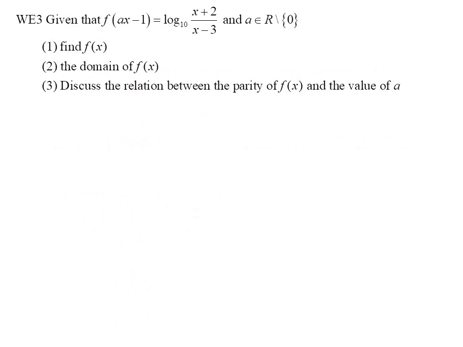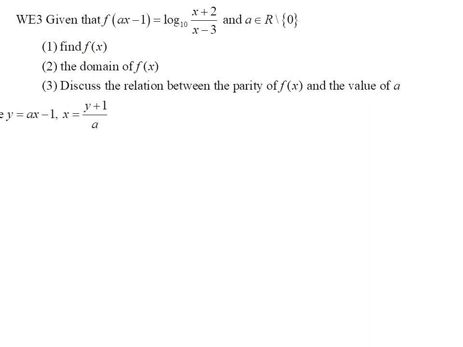Example 3 is a logarithmic function. f of ax minus 1 equals the common logarithm of (x plus 2) over (x minus 3), where a is a non-zero real number. There are 3 questions to follow. The first one is to find the expression of f(x). The second one is to find the implied domain of f(x), and the last question is to discuss the relation between the parity of f(x) and the value of a. Here the parity means the feature of odd or even functions.